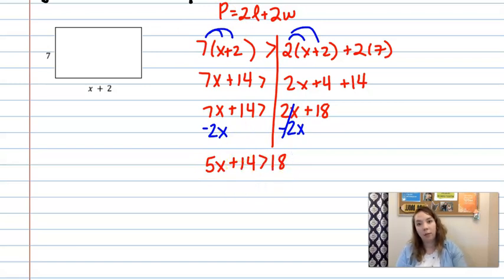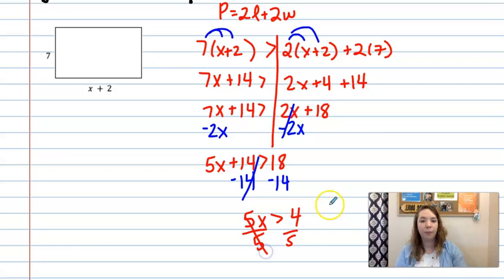Then we can subtract 14 from both sides. So you got 5x is greater than 4. And then we'll divide by 5 to finish this out. So x is greater than 4/5. Any value of x larger than 4/5 will make the area greater than the perimeter. All right. Anything 4/5 or below is going to do the opposite.